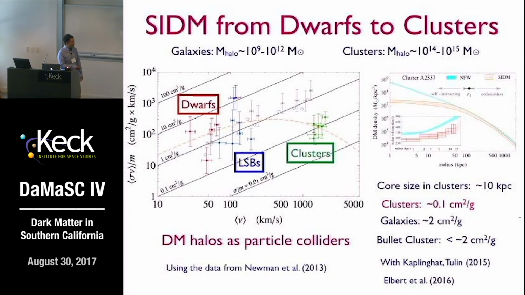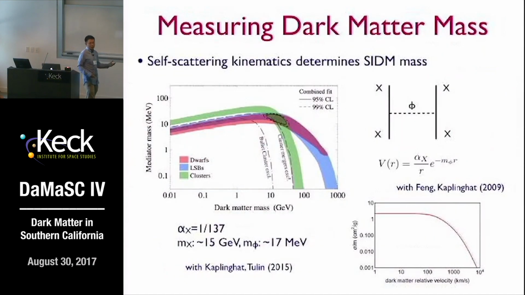Oliver did a nice simulation, and they also get the same limit, like 0.1. So with this, taking into account all those observations, you can measure the dark matter mass without detecting dark matter particles directly. Drew showed this plot. If you have a dark photon model, there is a closed region. In this closed region, the scattering cross section goes from 2 to 0.1 if you go to cluster scales.